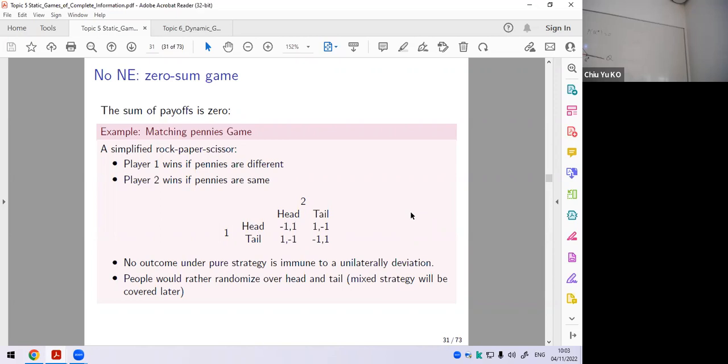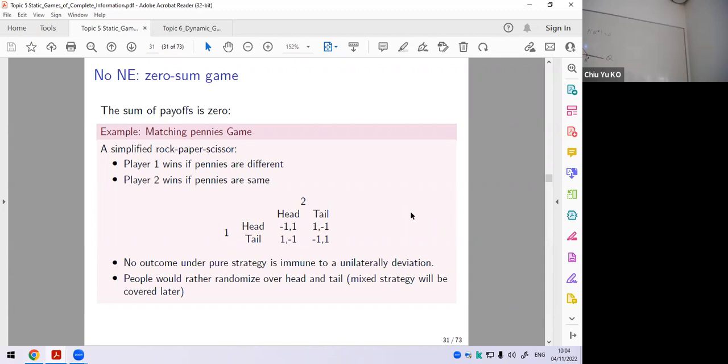So basically it's two guys. Here's a coin in the pocket, and simultaneously they take out the coin. If the coins are different, player one wins $1. If the coins are the same, player one loses $1. So just to repeat this: player one and player two put out the coin together. If they're different, player one grabs the coin. If they're the same, player one gives player two the coin.